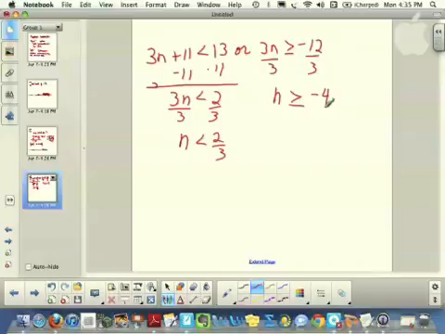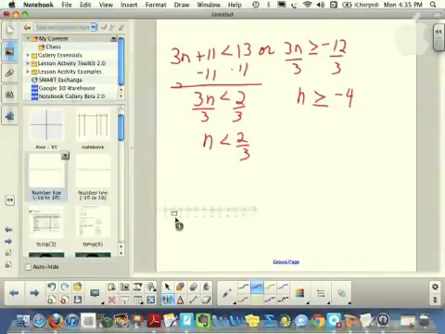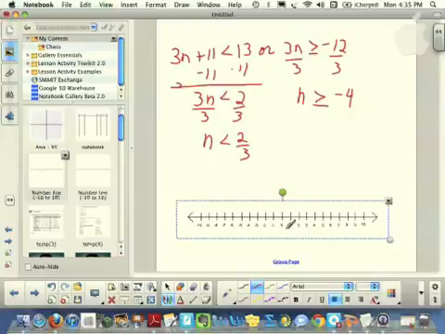So when I go to graph it, I will put a circle on 2/3. Remember, 2/3 is almost up to 1, so it's going to be about right there. There's a circle there. Everything to the left. And greater than or equal to negative 4, it's a dot on negative 4 and everything to the right.